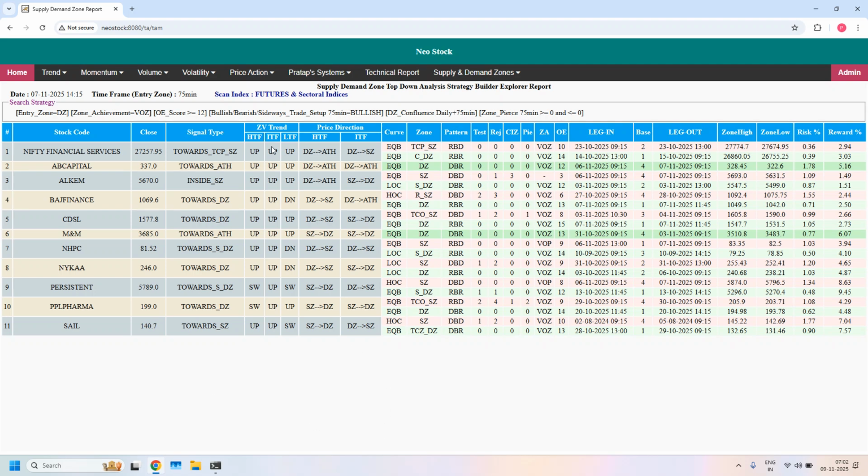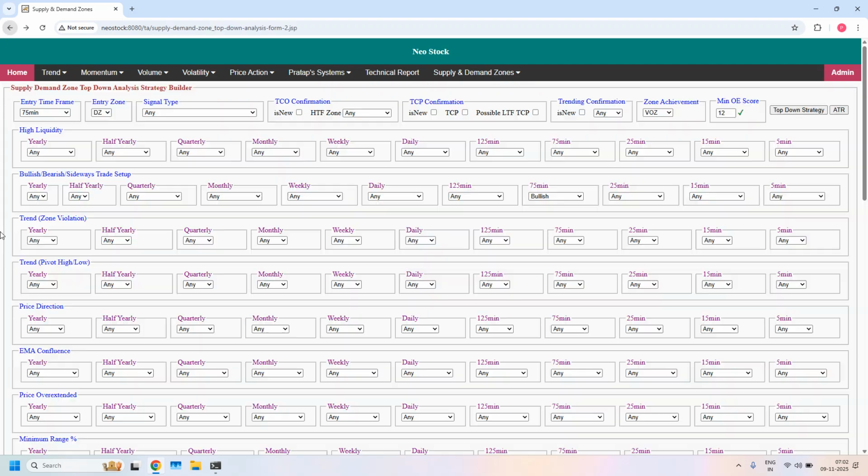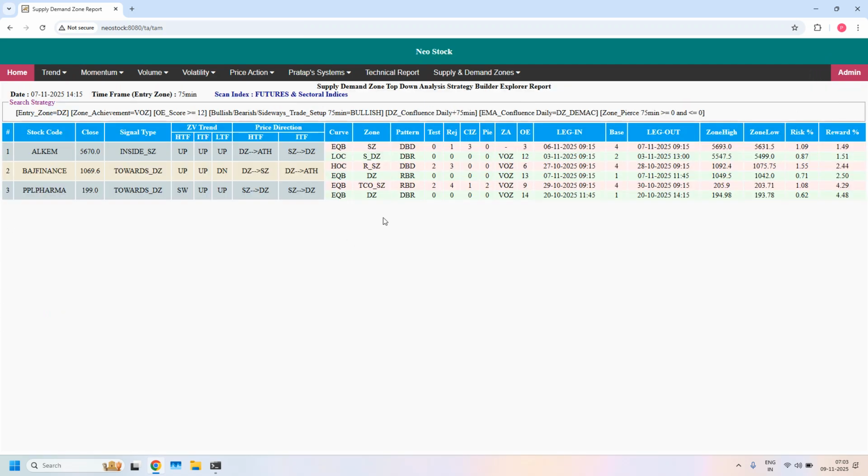In all the 11 stocks, ITF trend, that is daily trend, is uptrend, and also 75 minutes and daily demand zones overlapped. So we can again filter based on daily demand zone having daily EMA confluence, because the daily trend is uptrend in all the stocks. So we got 3 stocks. These 3 75 minutes demand zones might have a higher probability of success, provided lesson 20 checklist items are satisfied.